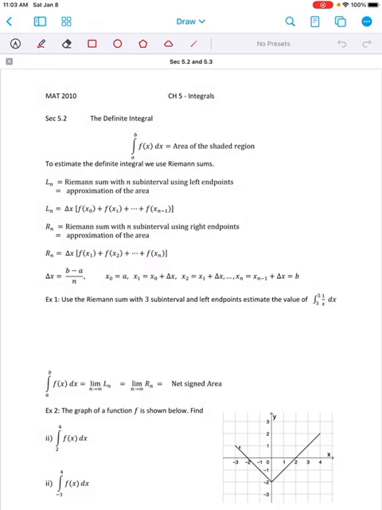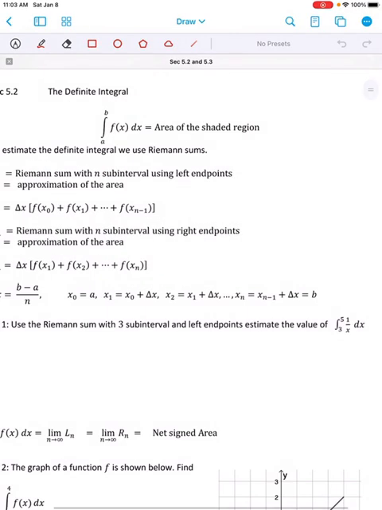So what is a definite integral? Well, it is written in this form. So this is the way it is written. But what does it represent physically? It represents the area of the shaded region. What shaded region? The region which is bounded between a and b on the x-axis, and a function f of x.